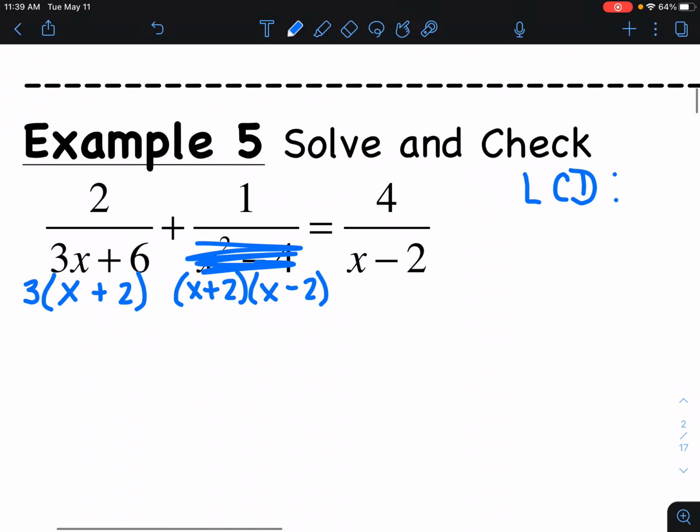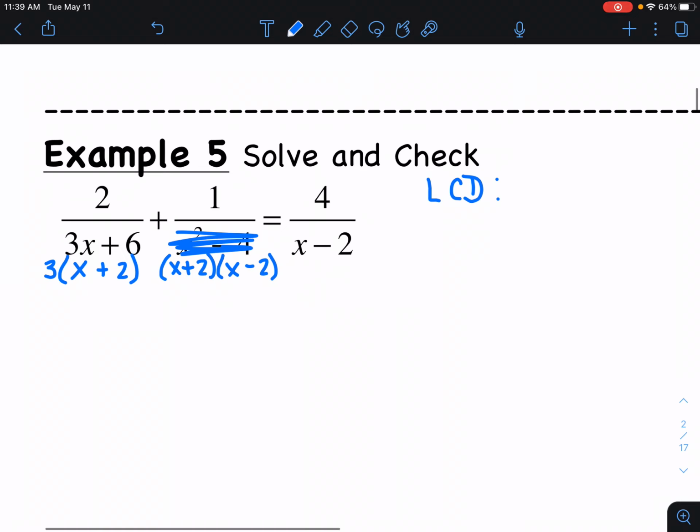Now that everything is factored, we can go ahead to our LCD. Remember, everything has to get represented. So the 3 right here, that'll go with my LCD. The x plus 2 right here and here, even though it appears only once in each, so only put it once in your LCD. And then we got an x minus 2 here and here. It's only once in each fraction, so only put it once in your LCD. So our LCD has 3 parts to it.